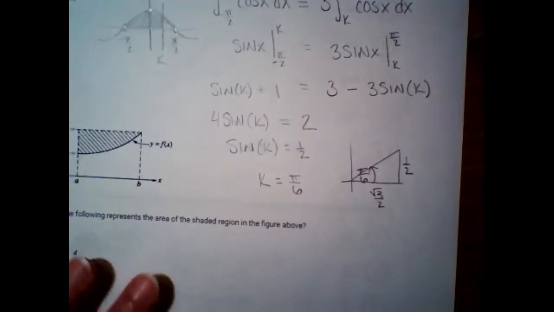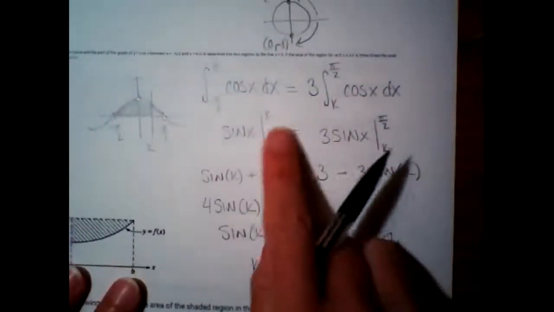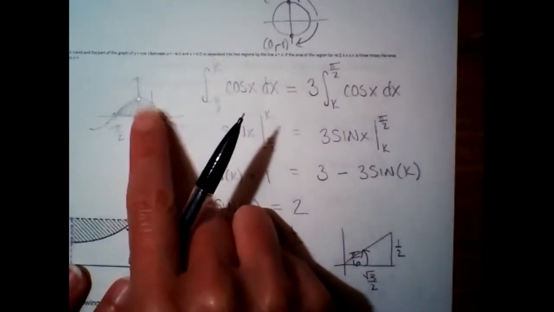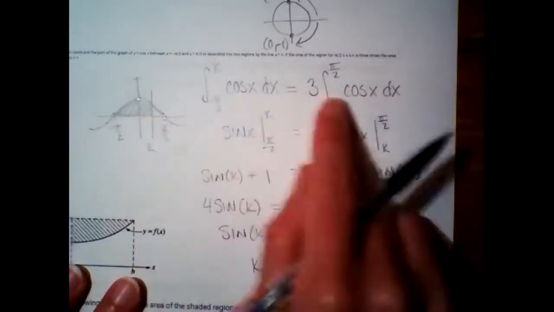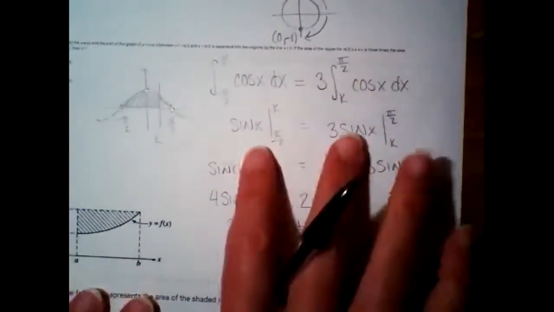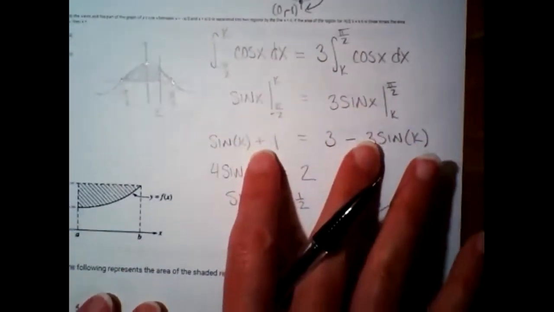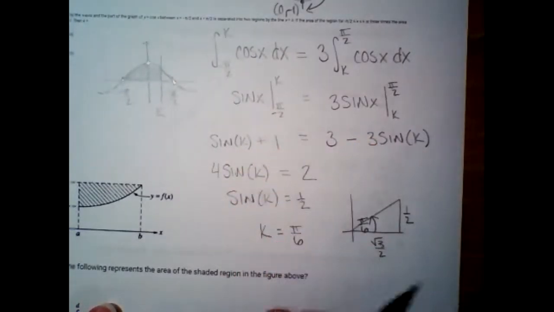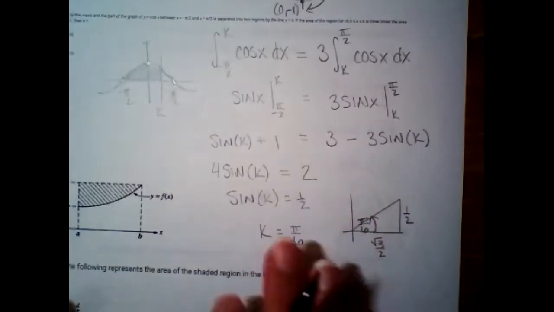So let me recap because that was a lot. We did the integral from negative pi over 2 to k, and then from k to pi over 2, except that one was 3 times as much. Then we did the antiderivatives. We evaluated upper boundary minus lower boundary, and then we solved for k. So that one is C.